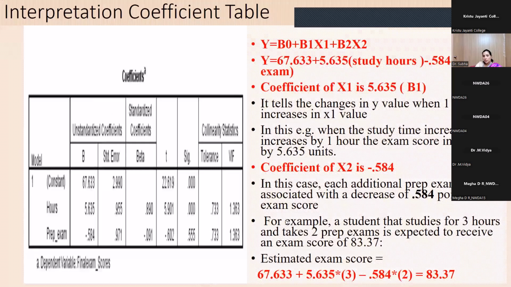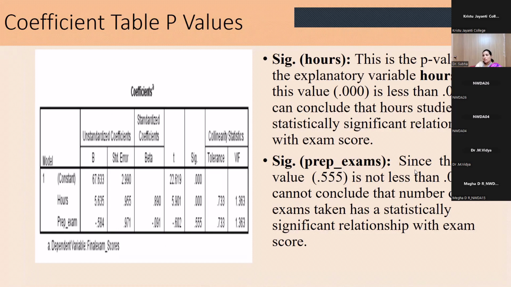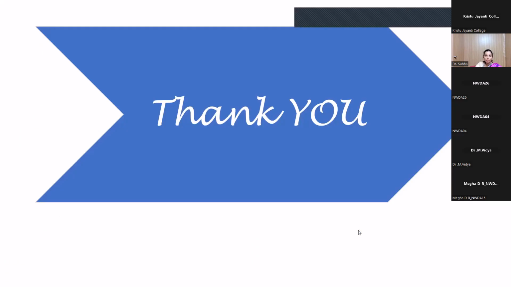So this is the p value for the explanatory variables. Since this value 0.000 is less than 0.05, we can conclude that hours studied has a statistically significant relationship with exam score. 0.555 is not less than 0.05, so we cannot conclude that the number of preparatory exams taken has a significant relationship with the examination score.